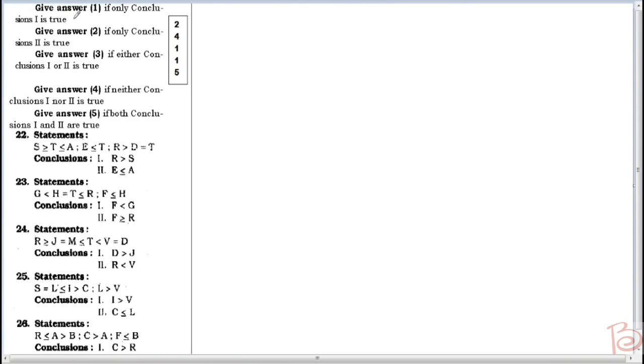The options will be like this. There'll be two conclusions in this sum. You can see there is a statement and there are two conclusions. If conclusion 1 is right, you have to put option 1. If conclusion 2 is right, you have to put option 2. If either conclusion 1 or conclusion 2 is right, then you have to put option 3. If neither of them is right, then you have to put option 4, and if both are right, then you have to put option 5. So this is how you will get to the answer in this sum.